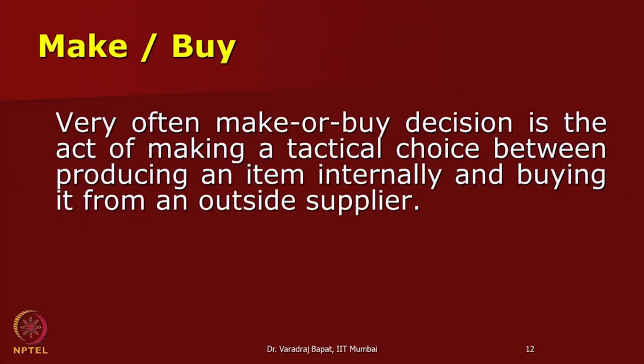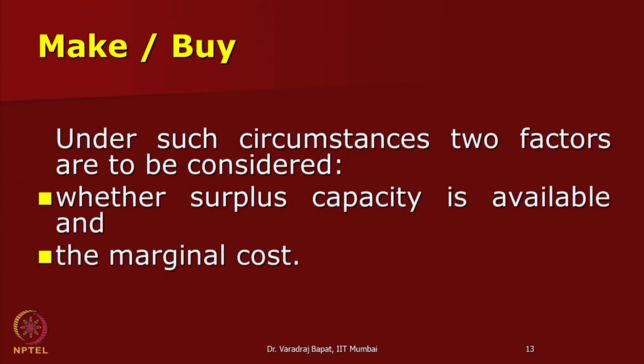Got it? Now, let us look at one or two more scenarios, that is make or buy. Now, make or buy is often a tactical choice. A particular product can be made internally or we can outsource it, get it from an outside supplier. Now, two factors become very important: whether surplus capacity is available. In case we already have enough capacity to make that, instead of considering the total cost, we will just consider the marginal cost of manufacture versus the cost of the supplier. Okay?